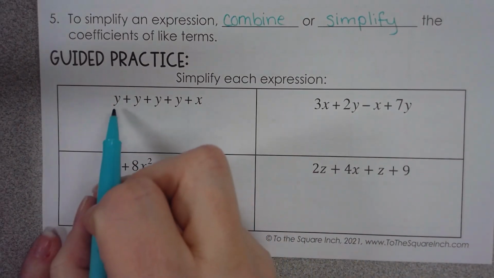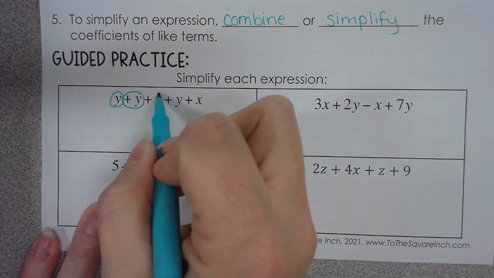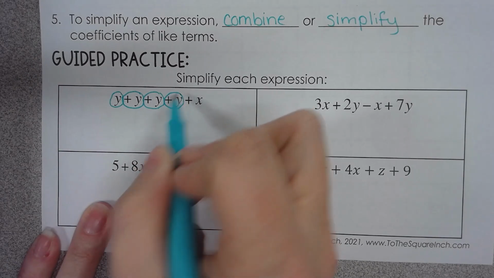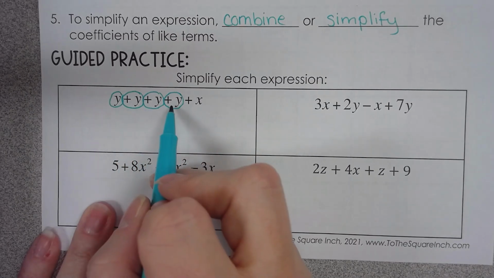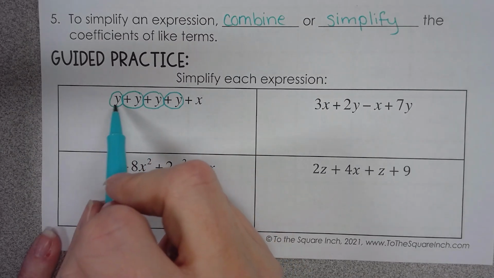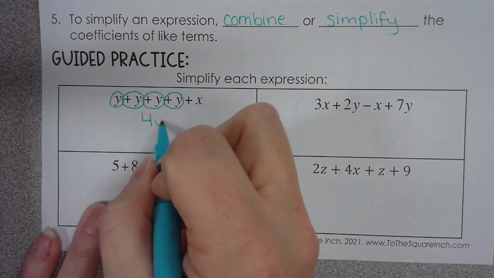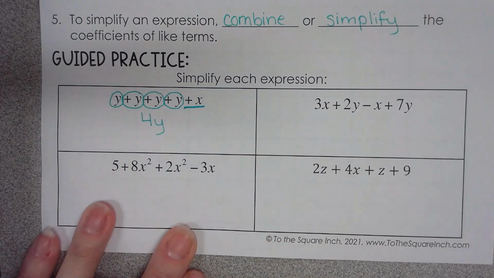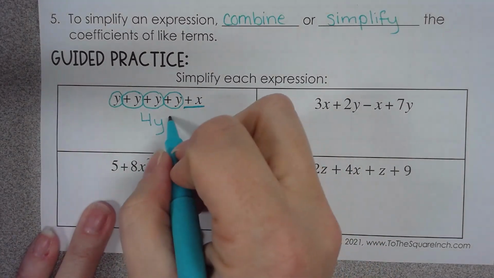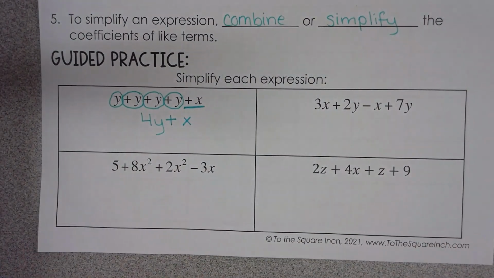If I look at this guided practice, I have y plus y plus y plus y. Those are all like terms. There are 1, 2, 3, 4 of them. They are all positive. So when I simplify that, I get 4y. x does not have a like term. It's just x. So I would include plus x. So 4y plus x is my simplified expression.